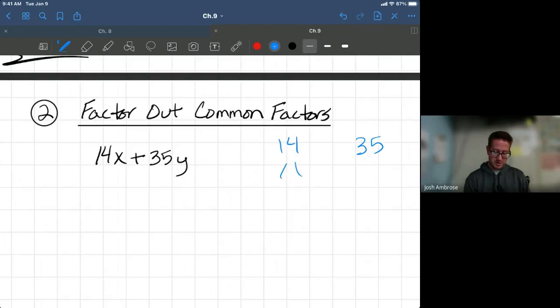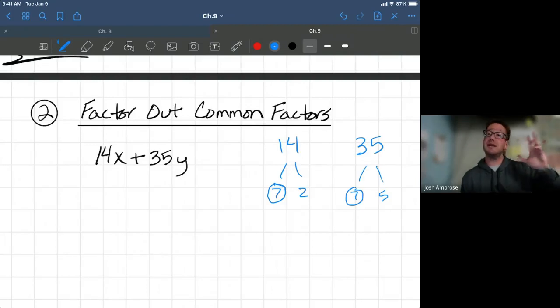If I break this down, I could say it's 7 and 2. If I break this down, I could say 7 and 5. Notice I have the common factor of 7, and it just so happens to be the greatest common factor. Remember back to when we were doing problems with GCF, greatest common factor. 7 is the greatest common factor. So I'm going to take a 7 out of 14 and 35.